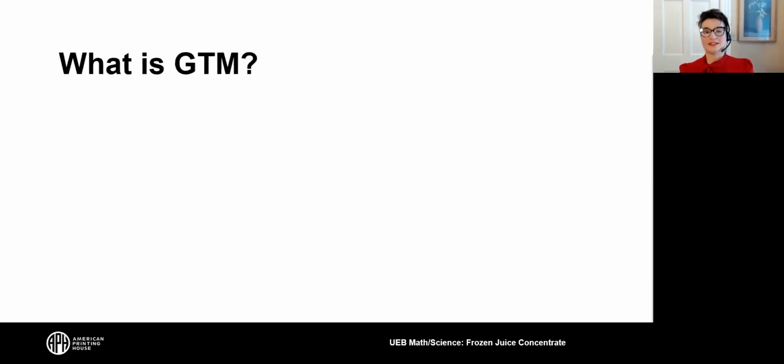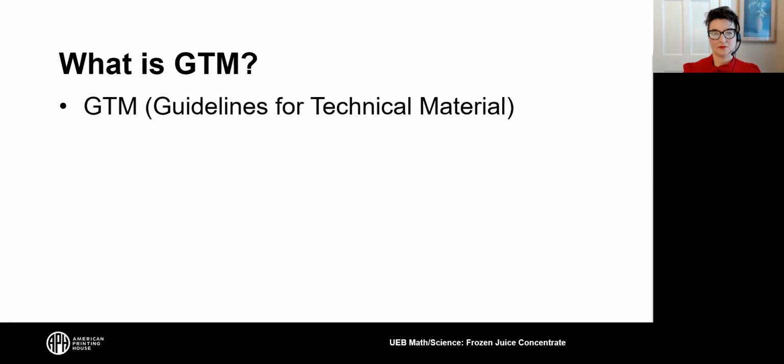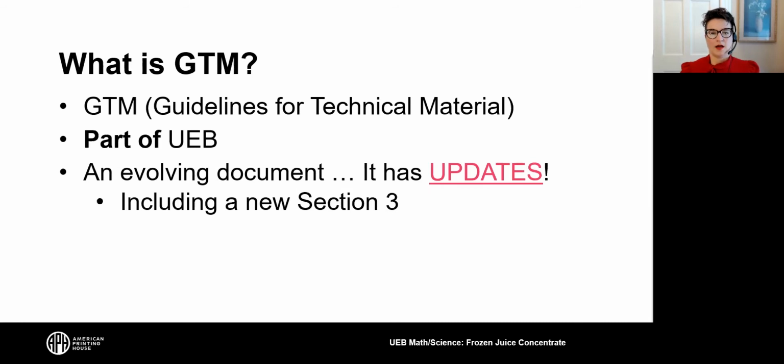Conversely, what we're talking about today is the guidelines for technical material and some of the guidance given therein, which builds on what's in the Unified English Braille rules of UEB. The guidelines for technical material, again, is an additional part. It's like a supplemental volume to the rules of UEB. It's not a separate code. And they reference back and forth to each other as well.